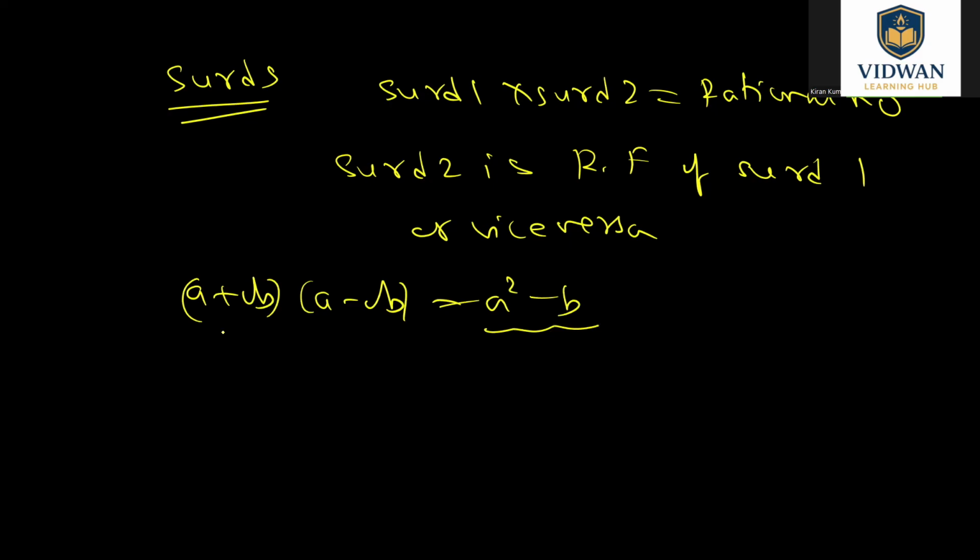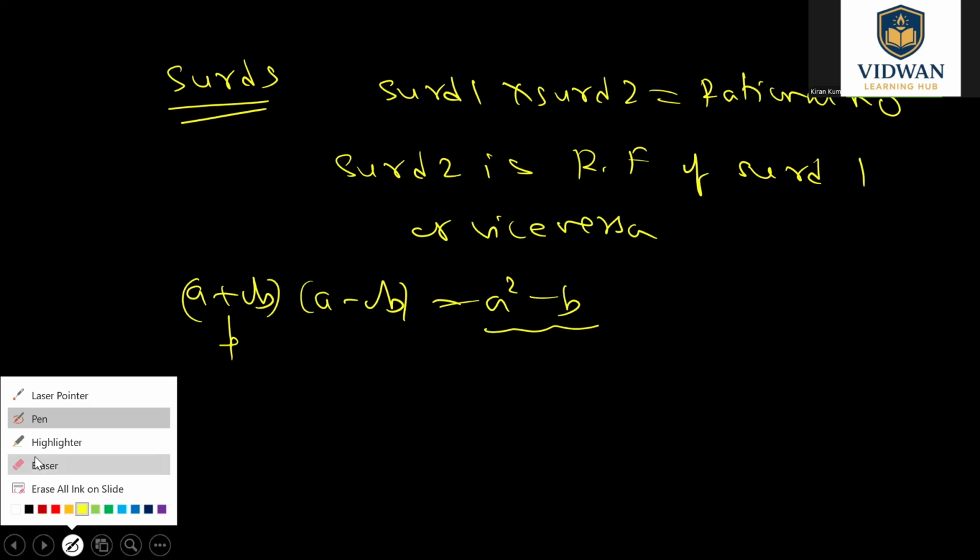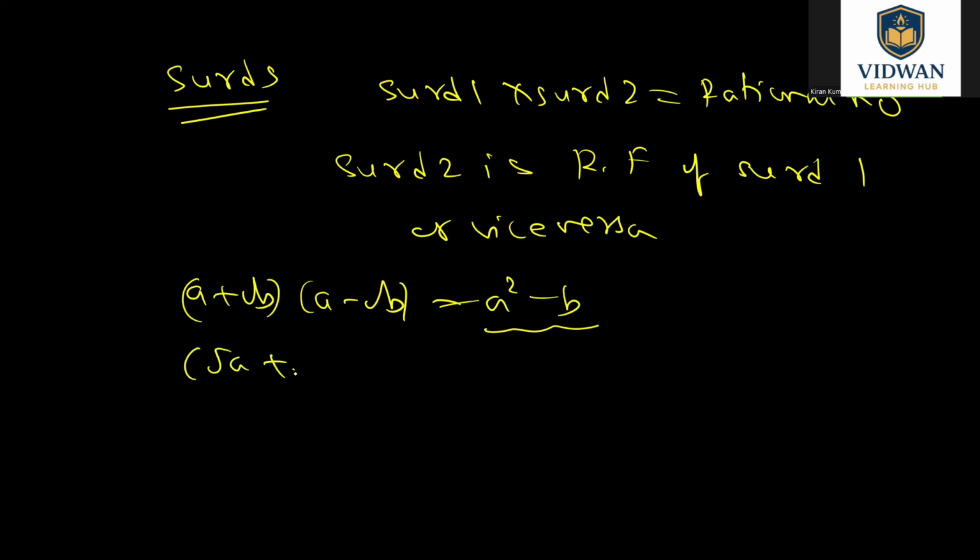This is rational. So for this, this is the rationalizing factor. So both are rationalizing factors of each other. Similarly, suppose you consider something like root a plus root b into root a minus root b, you will get the product as a minus b, which is again rational. So for the first one, the second is the rationalizing factor. For the second, the first is the rationalizing factor.